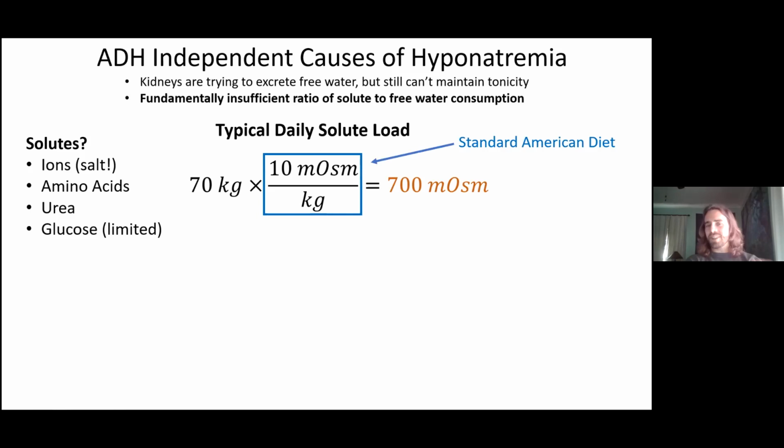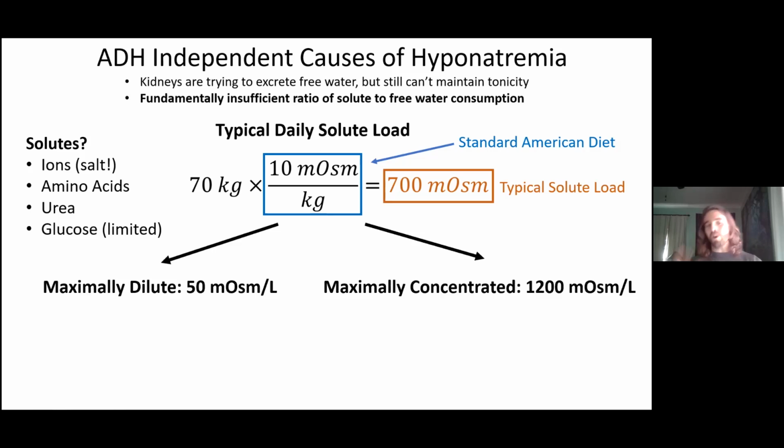Let's assume they're eating a standard American diet of salt, protein, and fats, things that can give our kidneys solute to work with. With that, we end up with about 700 milliosms of a typical solute load to the kidneys. And with this solute load, that's essentially what the kidneys have to work with to maintain their serum tonicity throughout the day. So if you think about the maximal dilutional and concentration capabilities of the kidneys, it's pretty amazing.